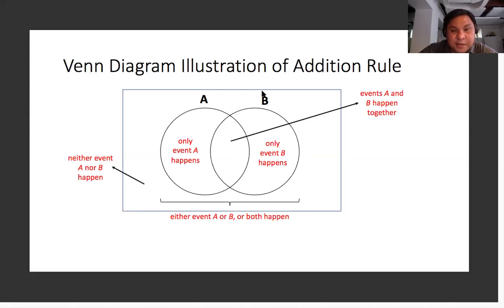This part, outside the two circles but inside the rectangle, is the probability that neither event A nor B happens. So it's similar to when we were talking about Venn diagrams, but in this case, we're now looking at chances. Take note, because the sum of all probabilities is equal to 1 for a particular scenario, the total probability inside the rectangle should add up to 1. So if I write down individual numbers here and add them all up, it should equal 1.